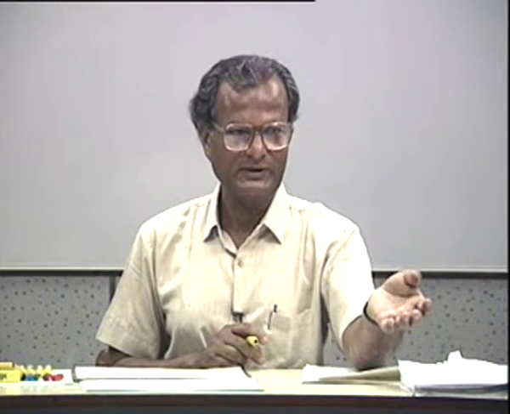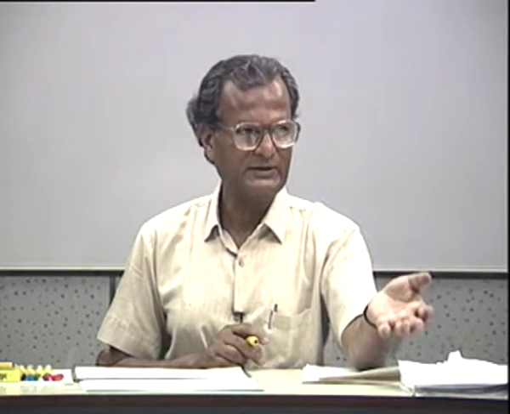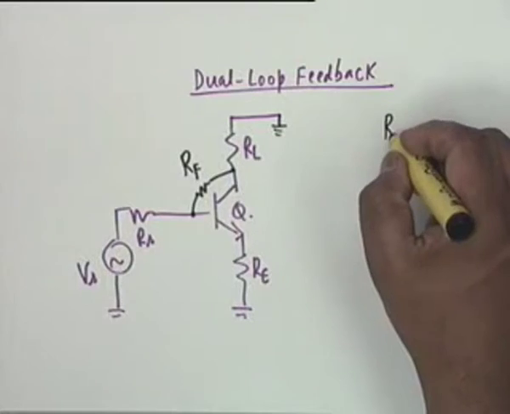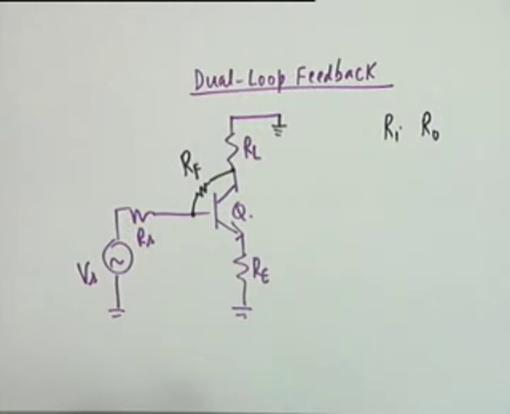Now, a typical situation is in a power amplifier, where class A power amplifier, where you want to deliver the maximum available power to the load. You don't care for voltage amplification there, you don't care for current amplification. What you bother is that the power, maximum available power, should be transferred to the load. And there a precise control of R sub I and R sub O are needed, and this is often used. This is called a dual loop feedback.